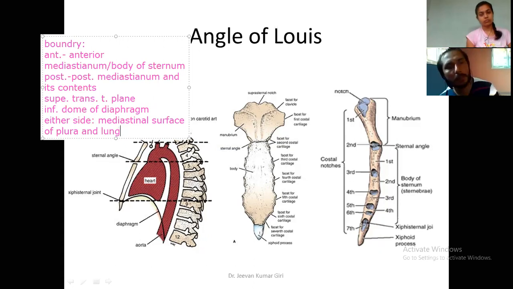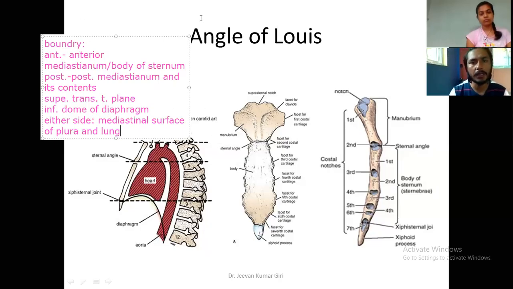Mediastinal surface of lungs means inside the pleura, lungs is there. Okay, and lungs has a mediastinal surface, diaphragmatic surface, apex. While reading the lungs, I will tell this thing. Okay, so this is the mediastinal surface of pleura. On the right side is the right, left side is the left, right and left. Okay, on either side. So they are the boundary.